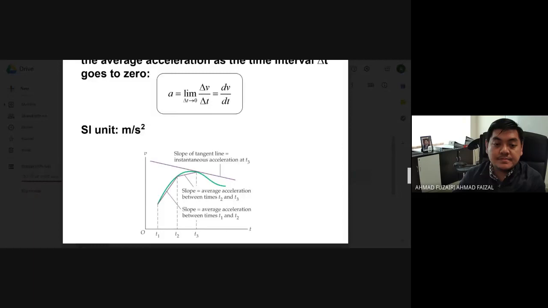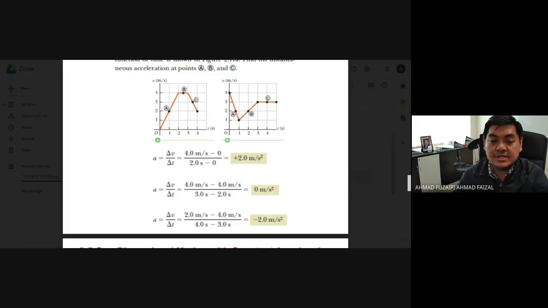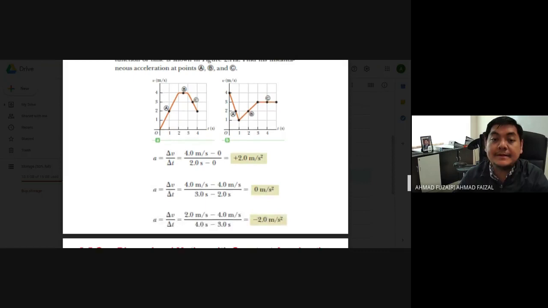Also, these are the examples of the accelerations and how to get the instantaneous acceleration and so on. You can actually see from this part how to get the differentiation. It's the same, just that the graph involved in acceleration is velocity against time. So the slope of the velocity against time graph will give you acceleration. You can look at these examples.